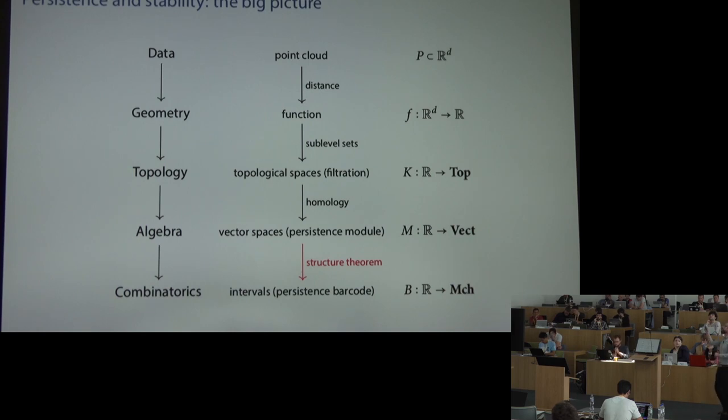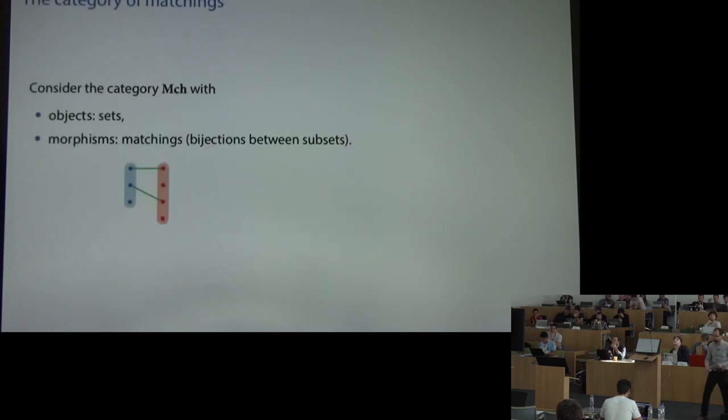So that's why we're going to look at this last arrow, which is actually the hard part. But I think that's the part where you can actually see something. Let me briefly explain what the category of matchings is. So we're passing through different categories here.